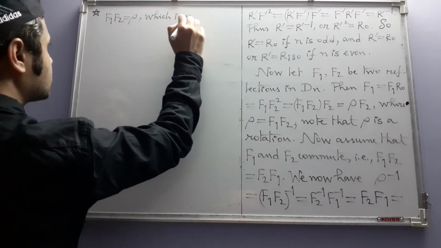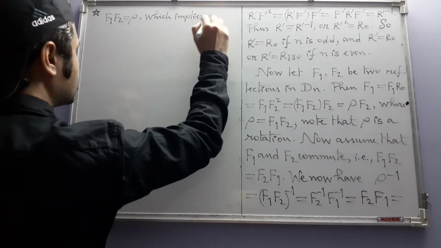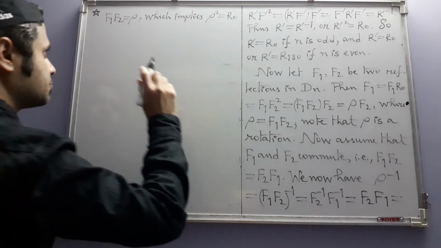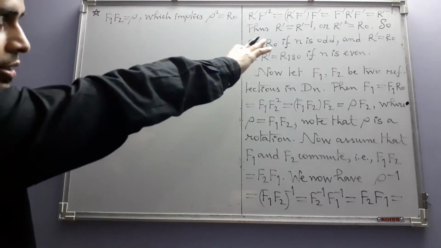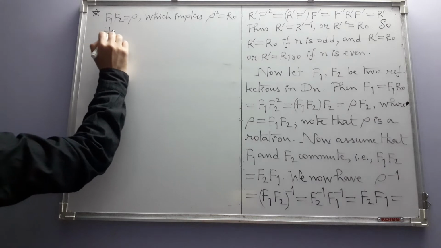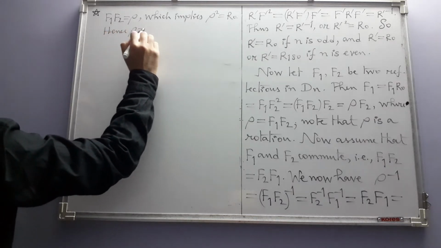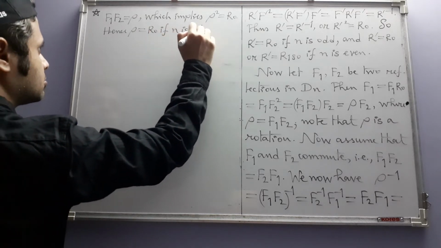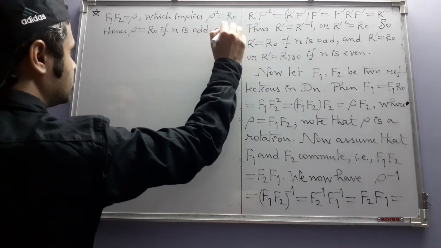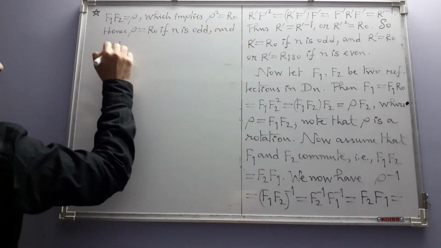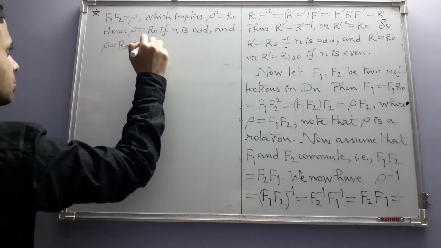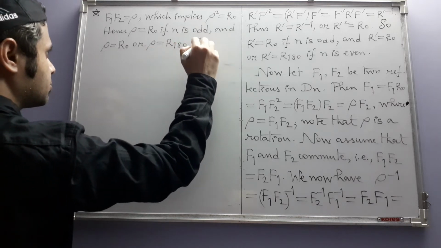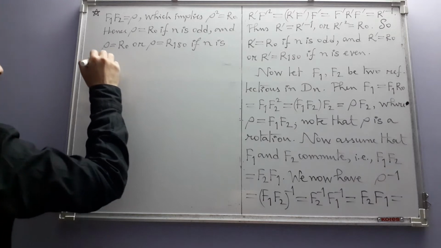Which implies, again, rho squared is equal to identity, means rho is R naught. So same conclusion as this one. Hence rho is equal to R naught if n is odd, and rho is equal to R naught or rho is equal to R180 if n is even.